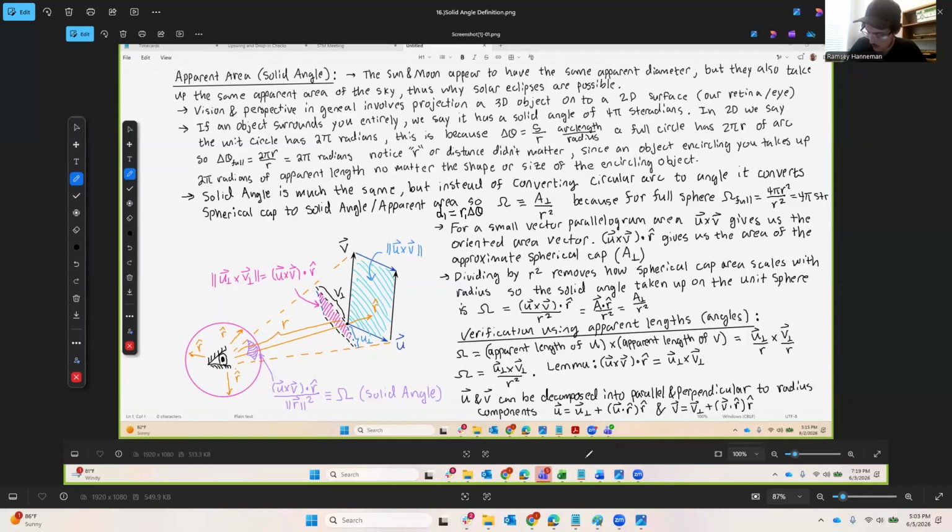And then I'm going to use that decomposition into parallel and perpendicular to radius components. So u vector can be written as perpendicular u component plus parallel u component. v can be written as perpendicular v component plus parallel v component. Before we move on, how comfortable do you feel with this being the parallel u component?